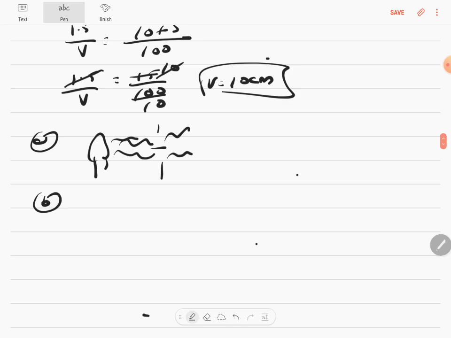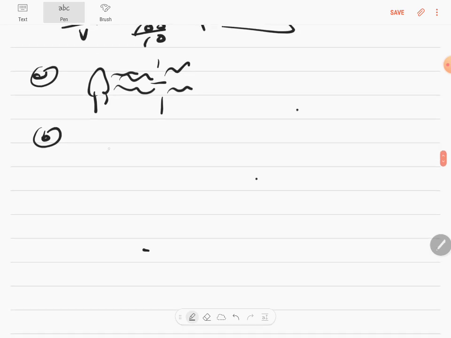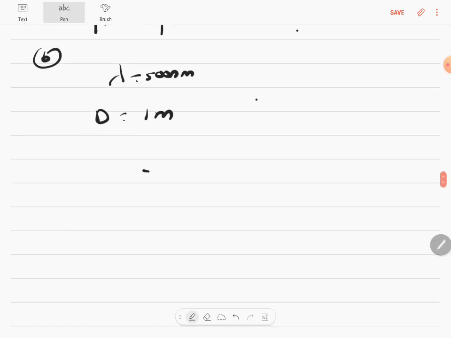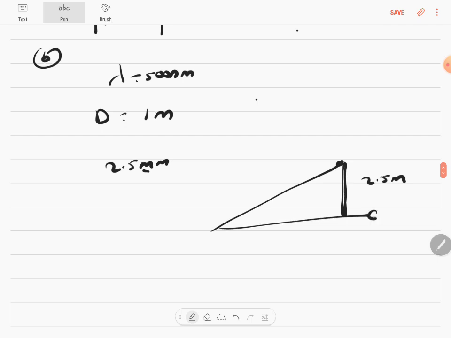Let's go to B. A parallel beam of light of wavelength 500 nanometer falls on a slit, and the resulting diffraction pattern is observed on the screen 1 meter away. It is observed that the first minimum is at a distance of 2.5 millimeter from the center of the screen. Find the width of the slit.